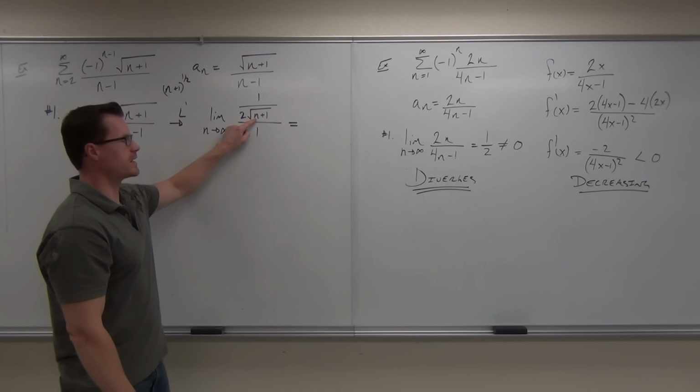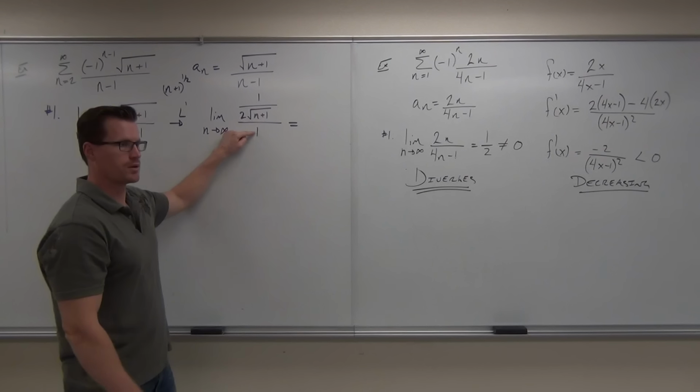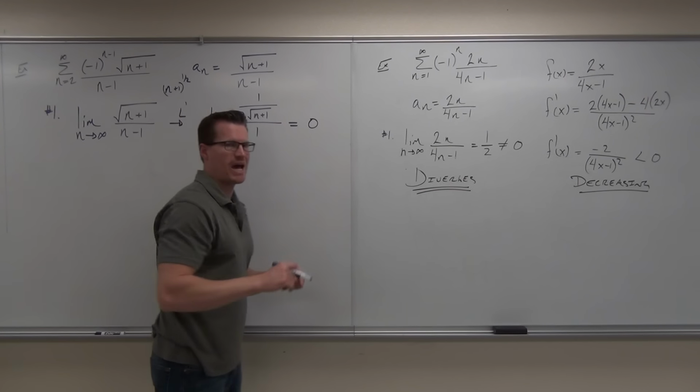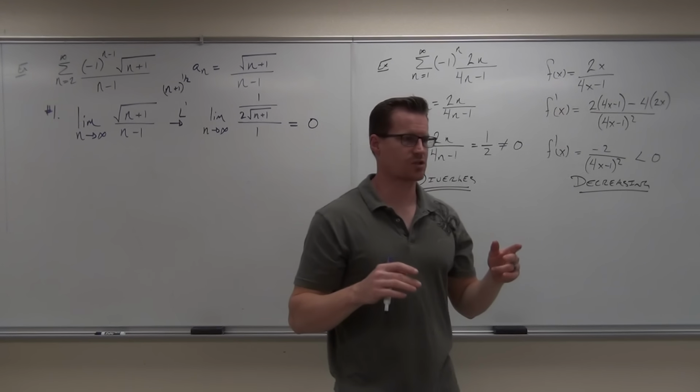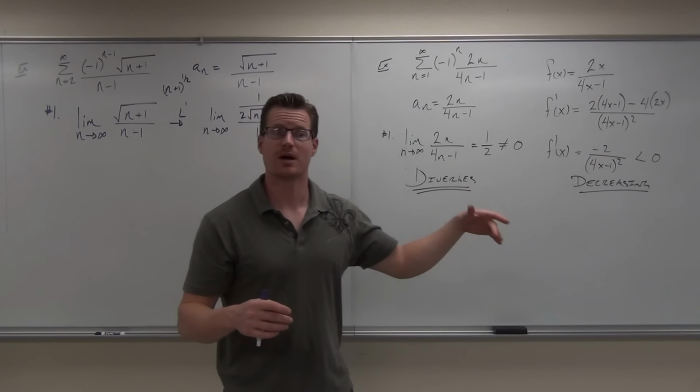What's n as n approaches infinity? Infinity. Plus 1? Infinity. Square root? Infinity. Times 2, infinity. 1 over infinity is 0. 0 over 1 is 0. Does it pass the divergence test as it's concerned for alternating series? Yes. Could you have done as Aaron suggested and divide everything by n? Yes.